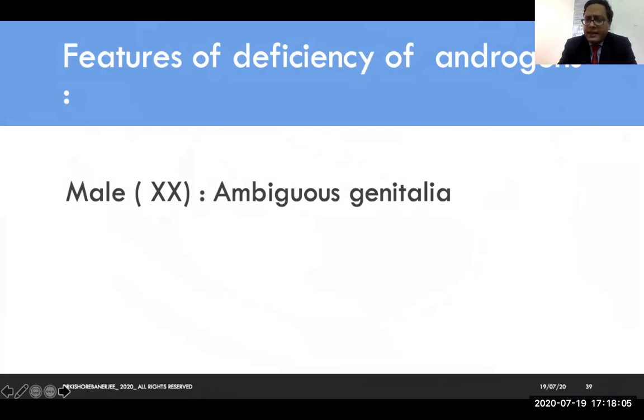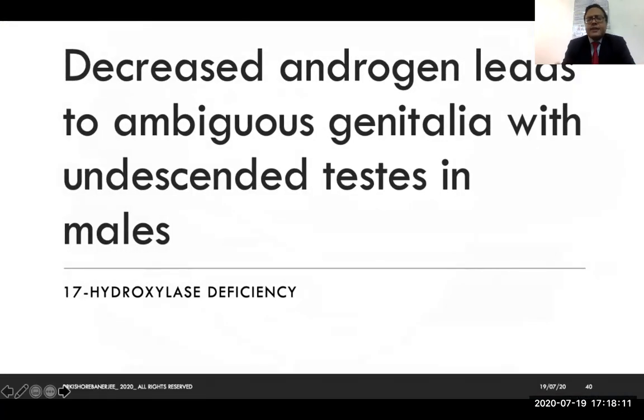So in the male, if you don't have enough androgen, you can have ambiguous genitalia. This presentation would be there. So decreased androgen levels leading to ambiguous genitalia with undescended testes could be seen in this condition.